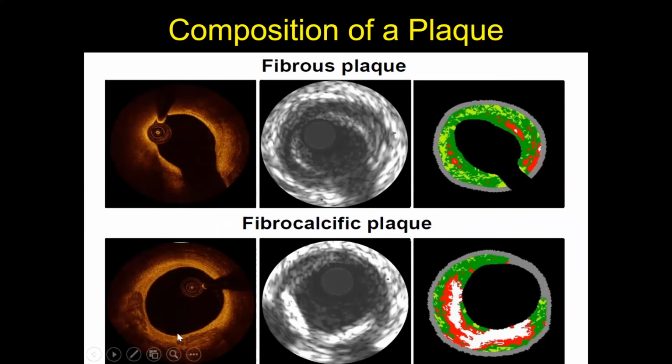Professor Ahmed has covered fibrous plaque and fibrocalcific plaque. But here in the second one, you can see very clearly distinct calcific areas with sharp borders. So that's, I think, something very easy to differentiate on OCT.